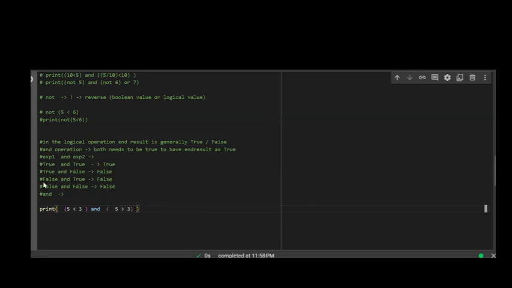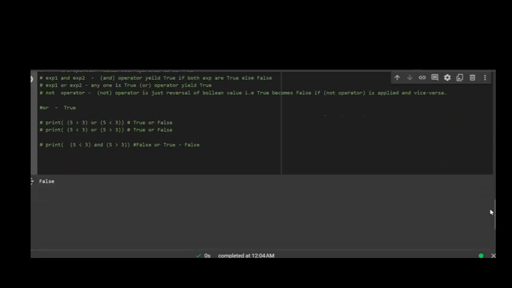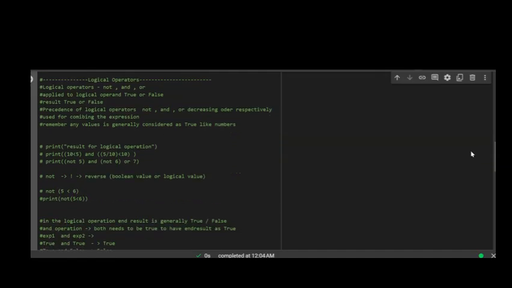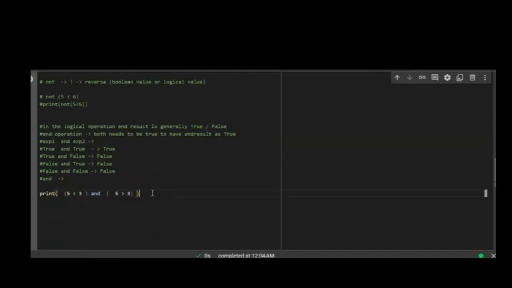Okay, let me check the value. What do you think the value could be? So 5 less than 3 and 5 greater than 3, obviously one will be false and one will be true, so the end result would be false, right? Because if any one gets false, then the result should be what? False, which is false here. Okay, let's comment this out as well. We do not need this as well.